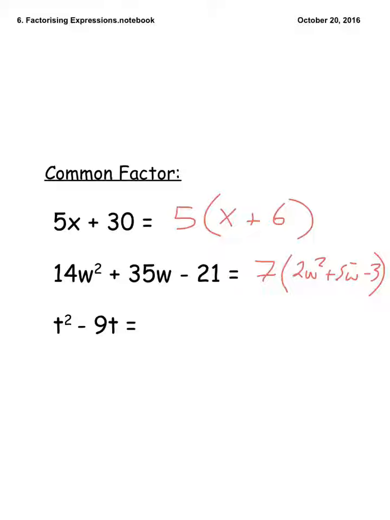Okay, the last one. This time there's no number in common, but we do have a letter in common. t squared and 9t. Both divide by t. t squared divided by t is t, and negative 9t divided by t makes negative 9. Okay, so there we've taken a common factor and factorized each of those three expressions.